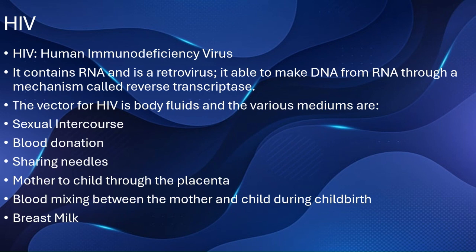So HIV contains RNA and is a retrovirus. A retrovirus is a type of virus that can make DNA from RNA through a mechanism called reverse transcriptase. The vector for HIV is body fluids, and the various mediums are intercourse, blood donation, and sharing needles. It can be transferred from mother to child through the placenta, and sometimes even through blood mixing between the mother and the child during childbirth, and also through breast milk.